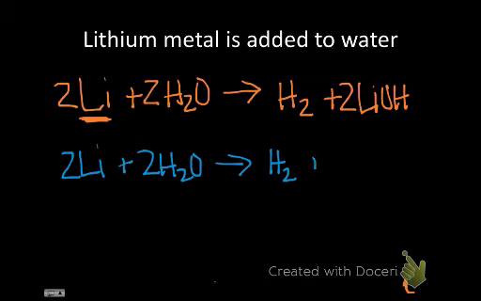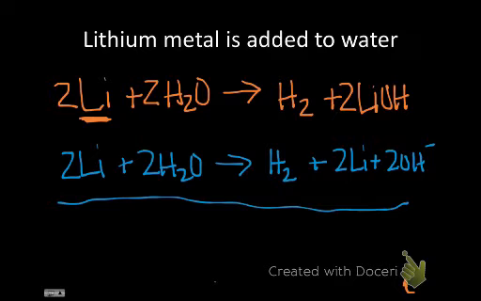Now lithium hydroxide is a strong base, so in solution it will dissociate into its ions. We're going to show this as 2Li+ plus 2OH-. At this point there's nothing that can cancel out, so this would then be our overall net ionic equation for lithium metal added to water.